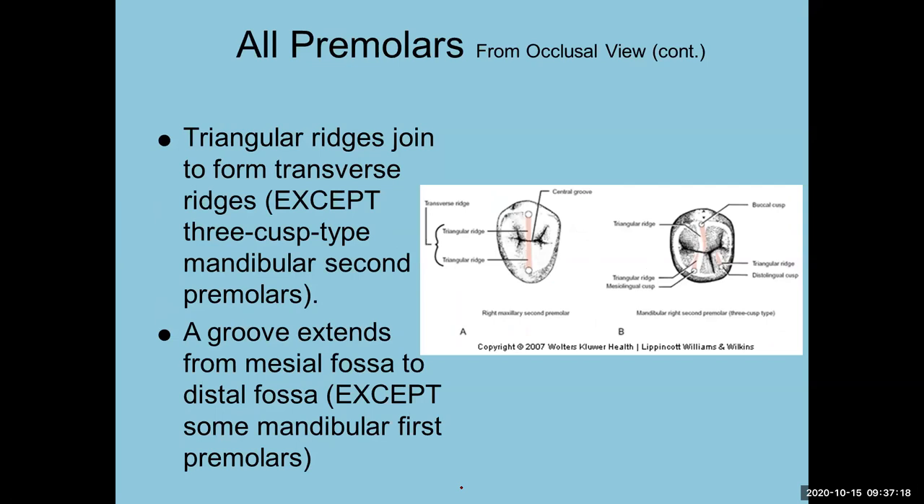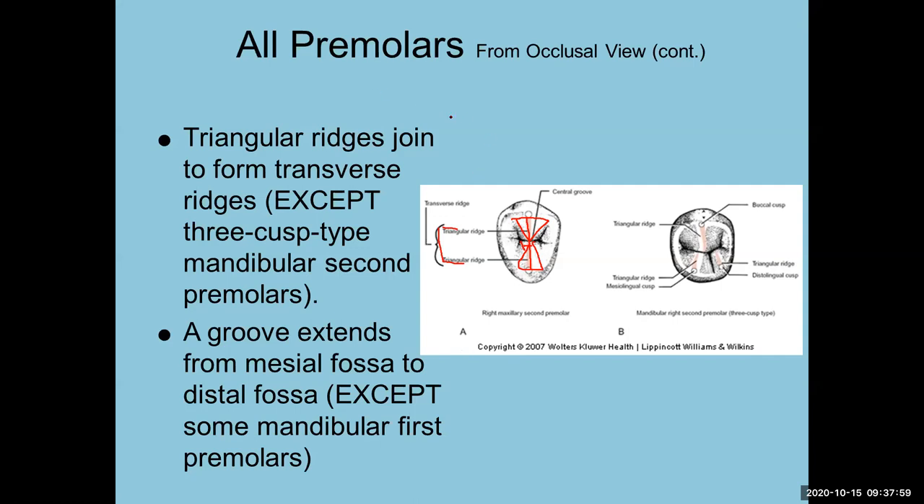Triangular ridges, we're still looking at the occlusal. Triangular ridges form transverse ridges if the buccal triangular ridge and the lingual triangular ridge form a straight line. So you've got a transverse ridge here. You've got a triangular ridge and another triangular ridge from the buccal and lingual, which forms a transverse ridge. And guess what, my friends? This needs to be marked on your tooth drawings.